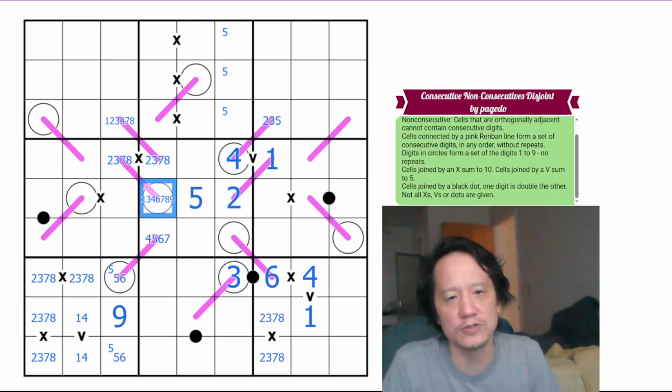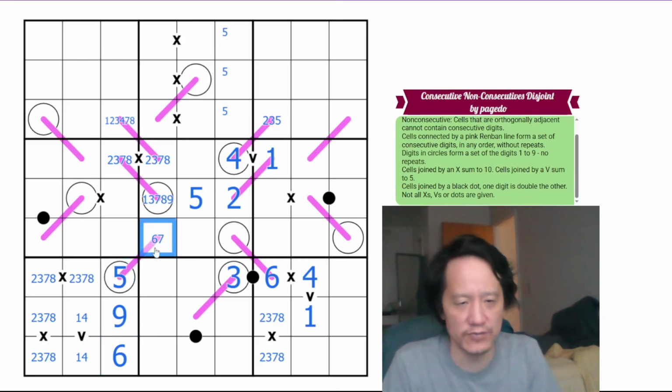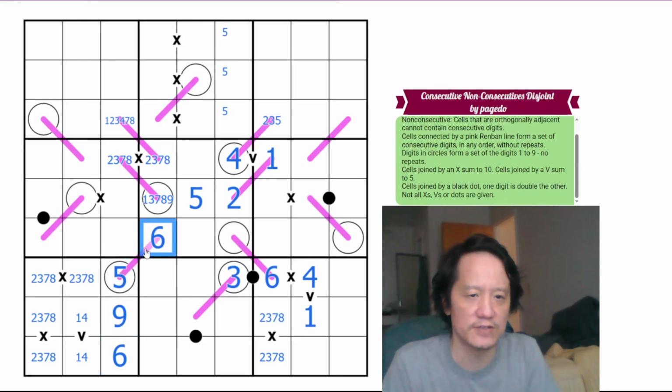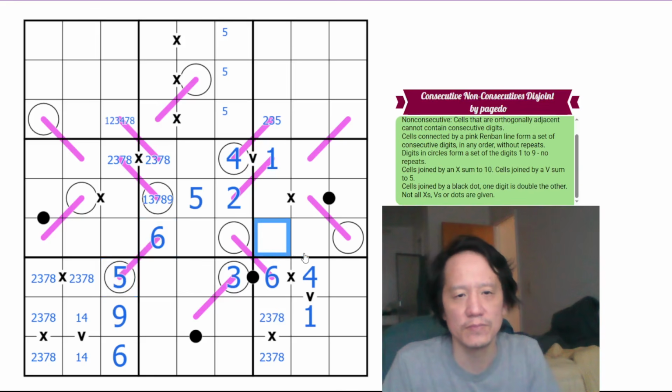This can't be 2. It cannot be 4 or 6 because it's consecutive with the 5, and also the 4 is in the box. This can't be 4 or 5 because of the 4 or 5 in the box. So this is 6 or 7. This 6 eliminates 6 here, so it's 5, which makes that 6. 5 is only consecutive with 6 out of 5, 6 or 7. 4 is only consecutive with 3 or 5. So this is 3 or 5.